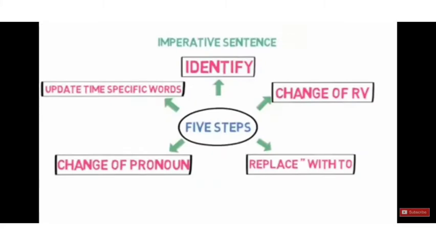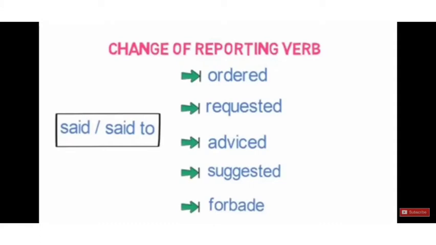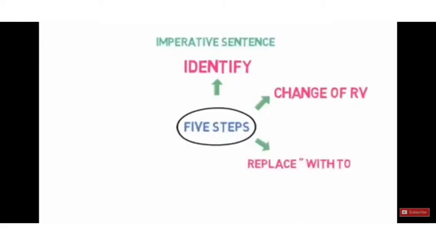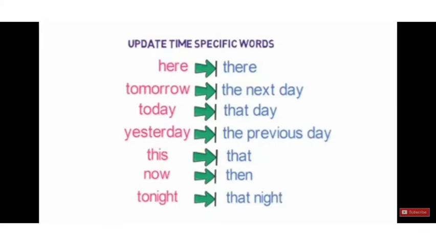Students, remember these 5 steps properly. Step number 1 is identification. We need to identify the subject, object, reporting verb, pronoun and time denoting word. Step 2 is change of reporting verb. The reporting verb will change as per this workflow. Step 3 is replacement of inverted commas with to. Step number 4 is the change of pronoun. Pronouns will change as per this workflow. Step number 5 is change of time denoting words. We will change the words as per this workflow.